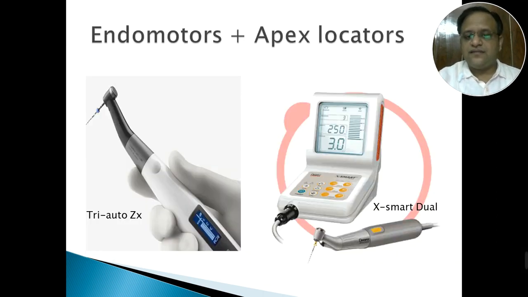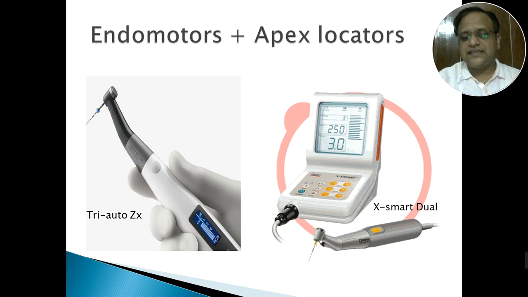So what are the new advances that have come up? Why you should know about apex locators? Because now apex locators have been integrated with endomotors. Like, given just 2 examples here, there are many examples in today's time. There are many companies that are bringing the product. They have a handpiece and an integrated apex locator with them.